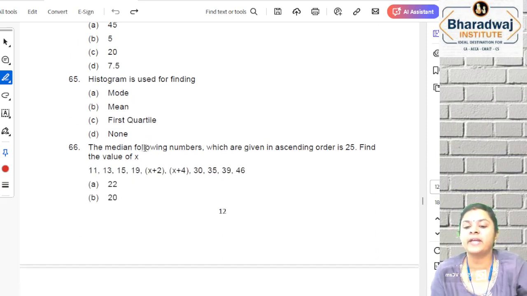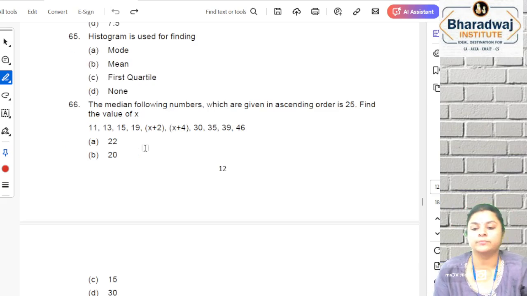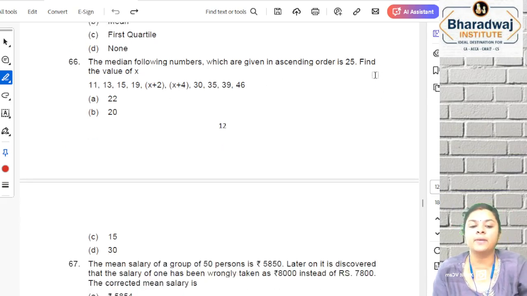Histogram is used for finding the mode. The median of the following numbers is 25. Find the value of x.